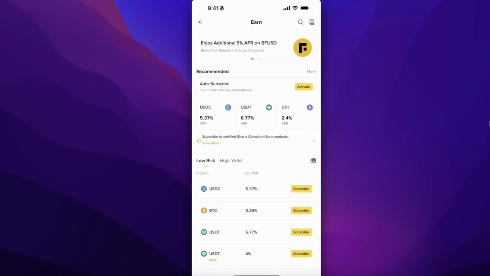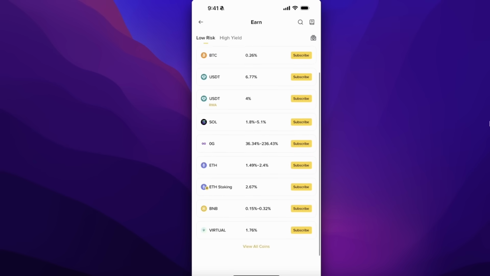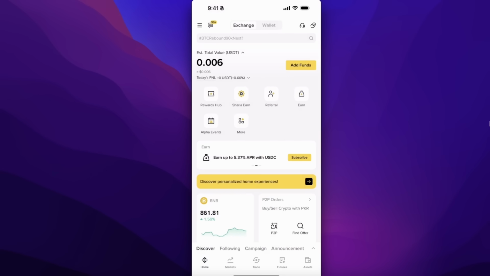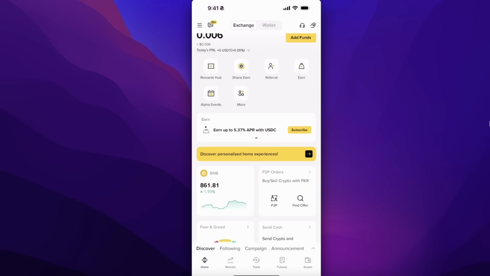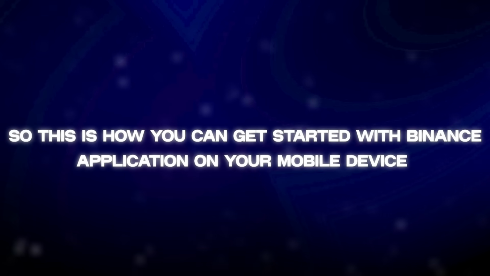But that is the risk involved with these interests, is that if the price of the token goes down, then the APRs are not going to be worthwhile. However, if you're using a stable coin like USDC or USDT, then it's pretty worthwhile, especially if you have the tokens anyway, and they're going to be in your account anyway. So this is how you can get started with Binance application on your mobile device.